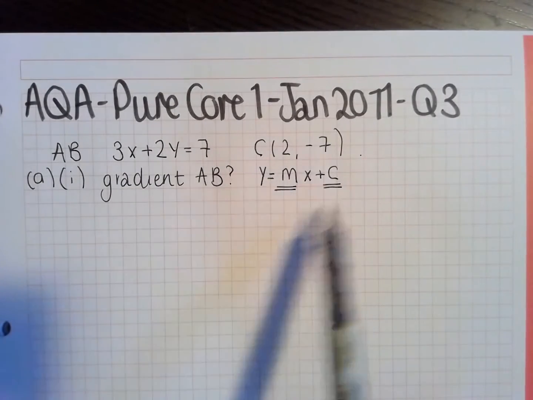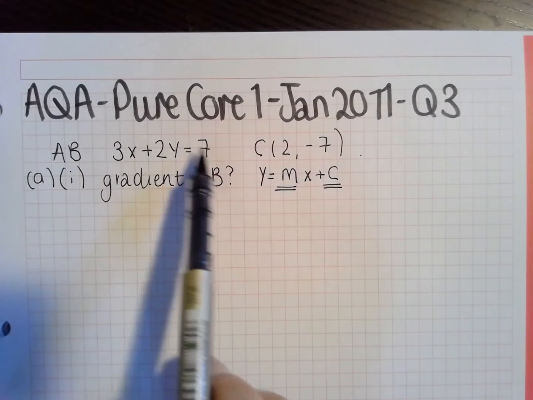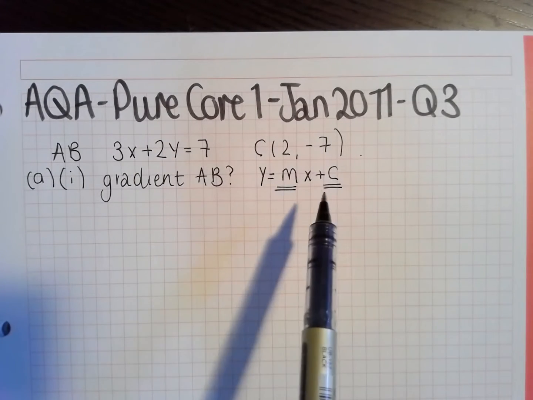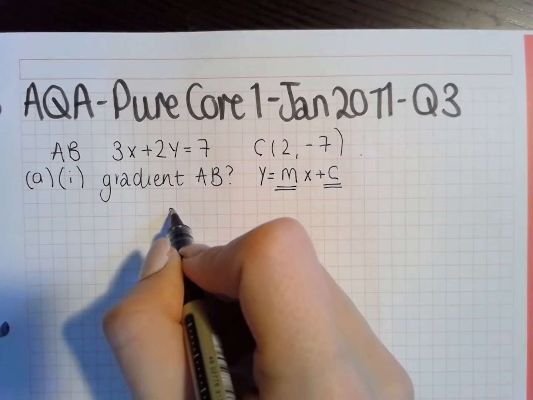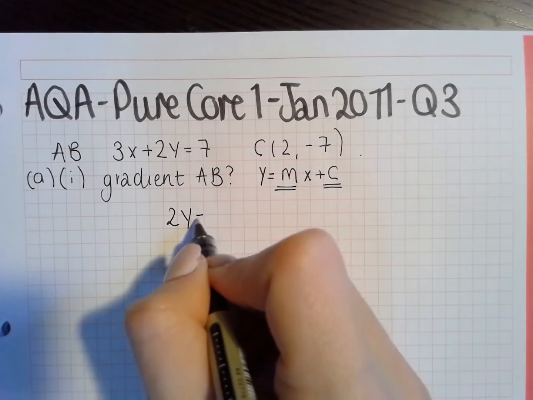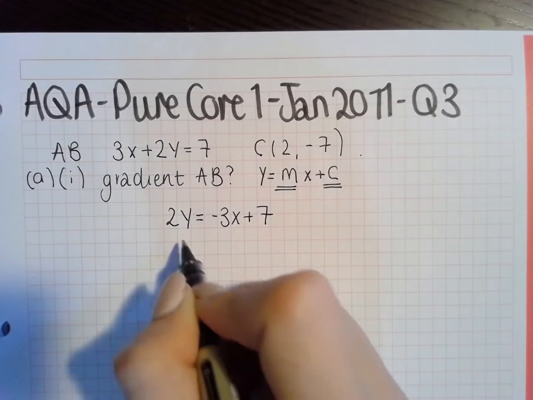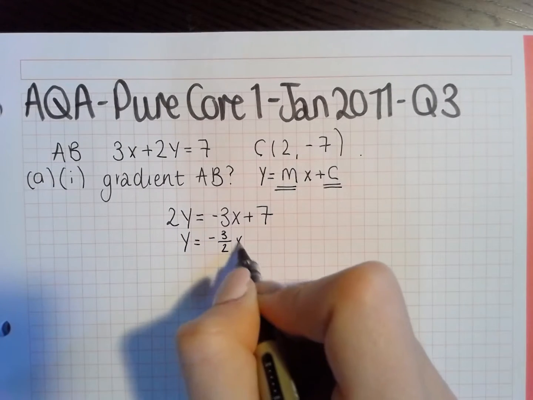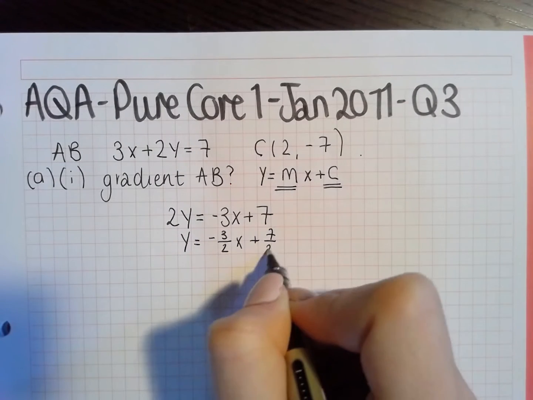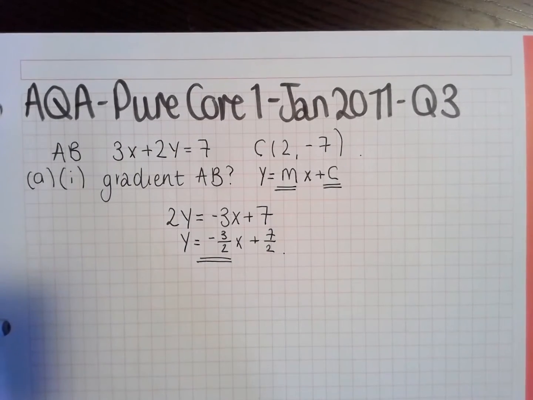So, because we know this is the general equation for a straight line, if we rearrange this to look like the general equation, we'll know what the gradient is. Okay, so let's just move the 3x over to the other side of the equation, so we have 2y equals minus 3x plus 7, and then divide the whole thing by 2, so y equals minus 3 over 2 x plus 7 over 2. So we know that the gradient is minus 3 over 2.